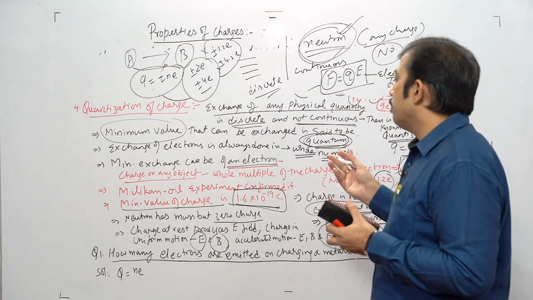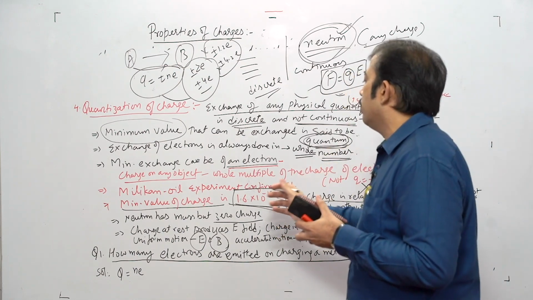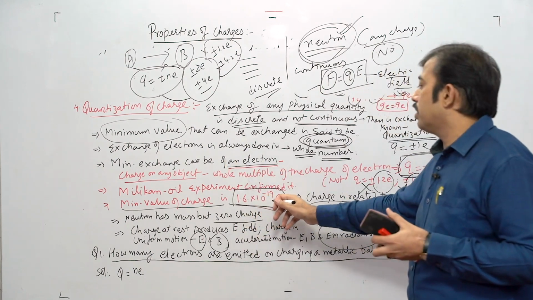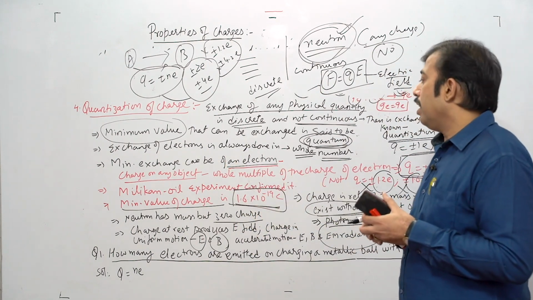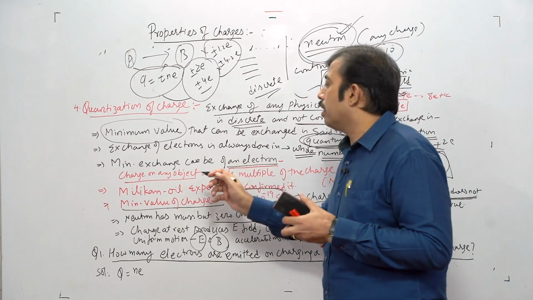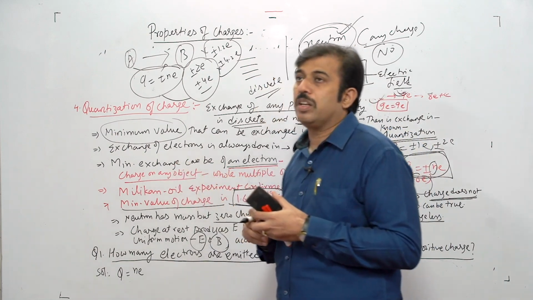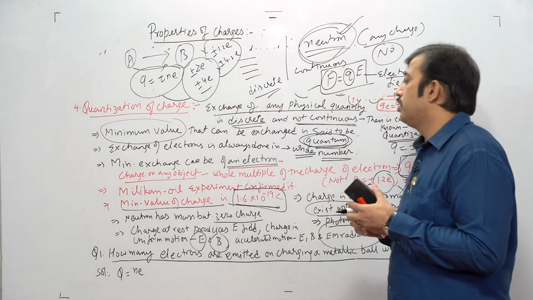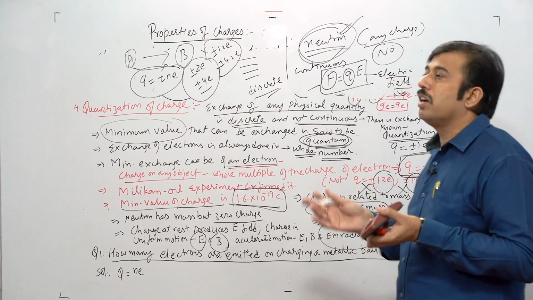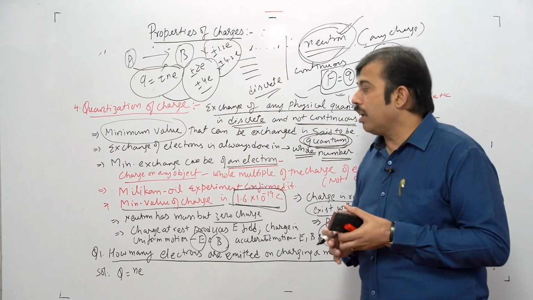Now I ask you a simple thing here. Suppose we know that the minimum value of charge is 1.6 × 10⁻¹⁹ coulomb, and that is also confirmed by Millikan. Millikan gave one of the experiments in which he confirmed the quantization of charge. That's very clear from the experiment.